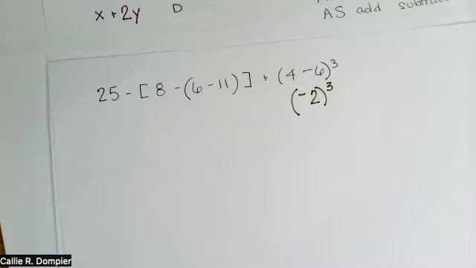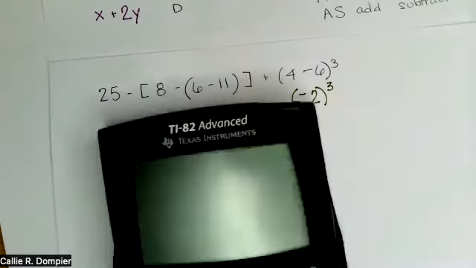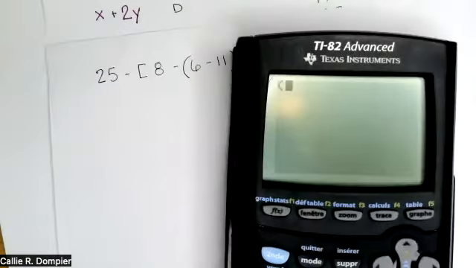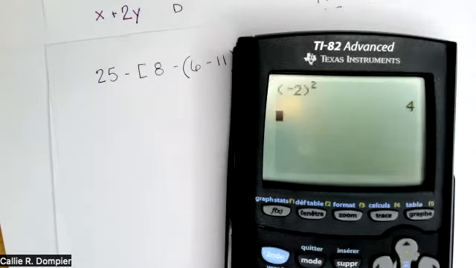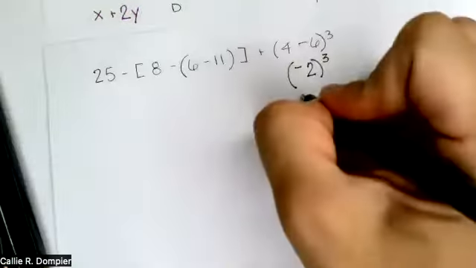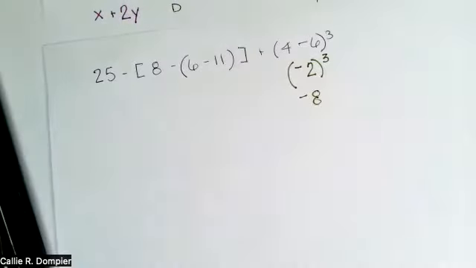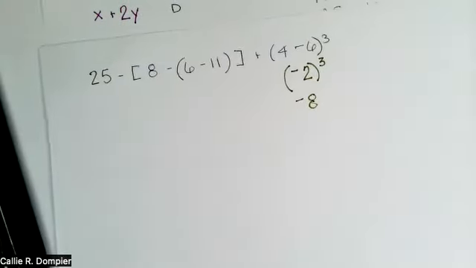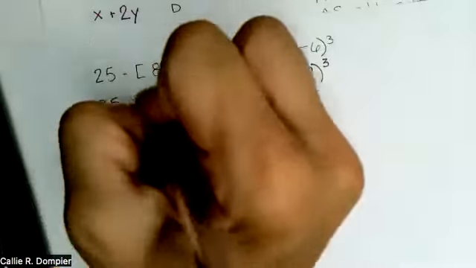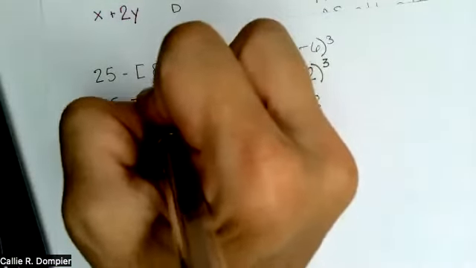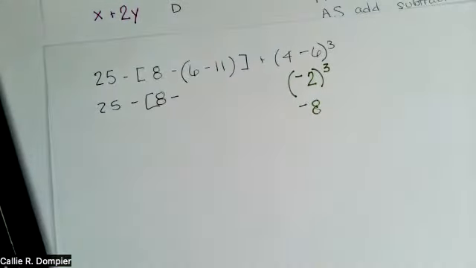Something to note, if you're taking it to the third power, it can be negative. Remember, if it's to the second power, it's never negative. It's always positive. But if you're multiplying it 3 times, it's always negative. So it's actually a -8. Is that right? Then we have 25 minus 8 minus 6 minus 11.